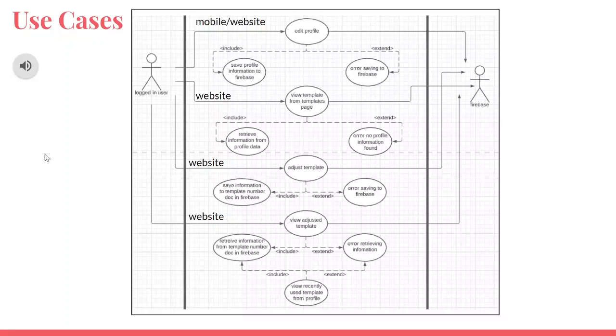Here's the next section of our use case diagram. A logged in user on the website or mobile application is able to edit their profile. Any adjustments are saved via Firebase. Website users additionally are able to adjust their resumes. These changes are saved to the designated template document in Firebase. For example, adjustments made to template 1 are saved to the user's template 1 document in Firebase. When viewing adjusted templates, the information is retrieved from the aforementioned designated template document instead of the information being retrieved from the user's profile information.